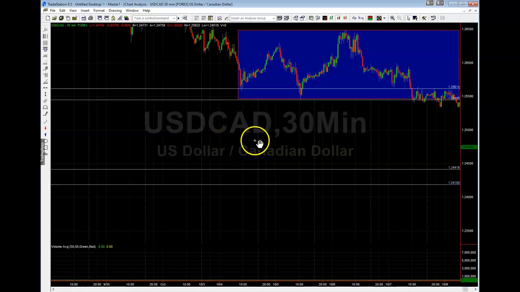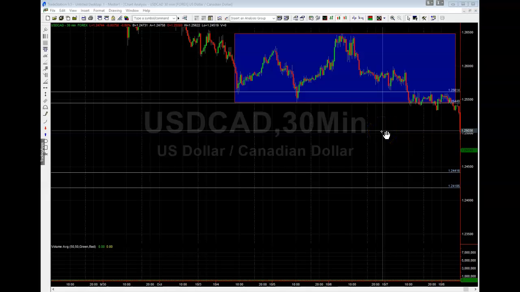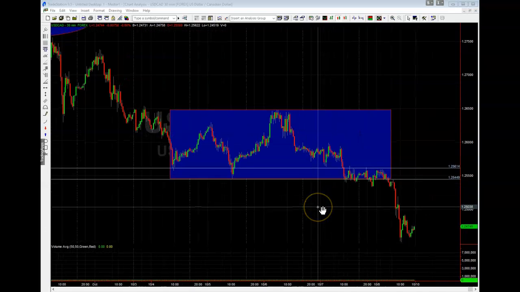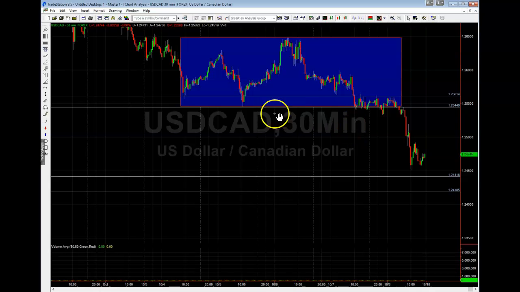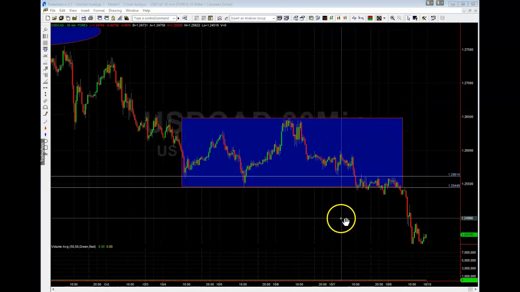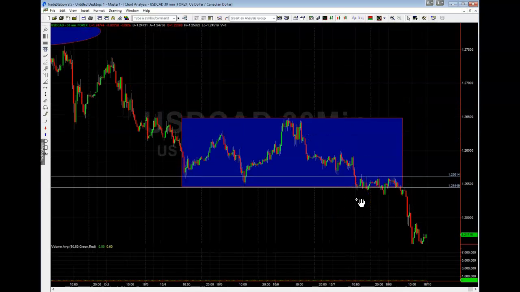This is the Canadian dollar. Don't worry if you don't trade the Canadian dollar. It's not about the Canadian dollar, euro, or Japanese yen. It doesn't matter. It's the concepts we're trying to learn. So this is a 30-minute chart, as you can see, and I'm just kind of going over some patterns today.